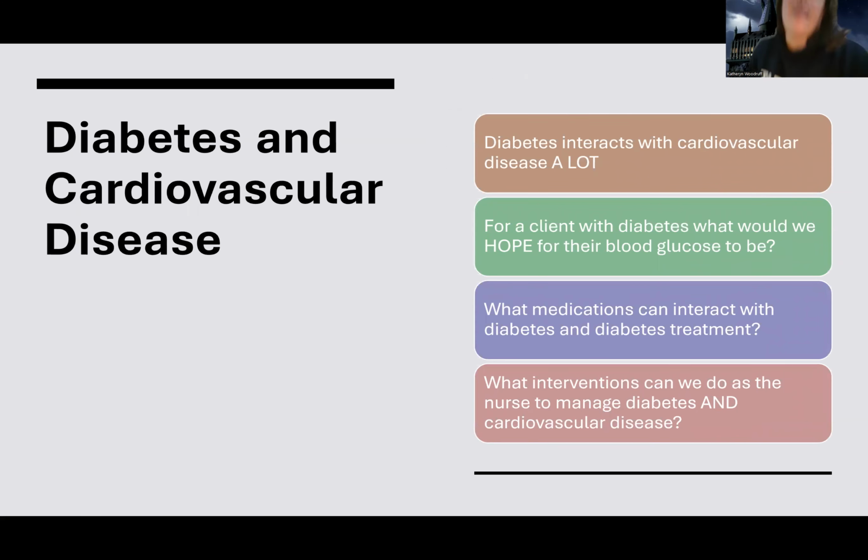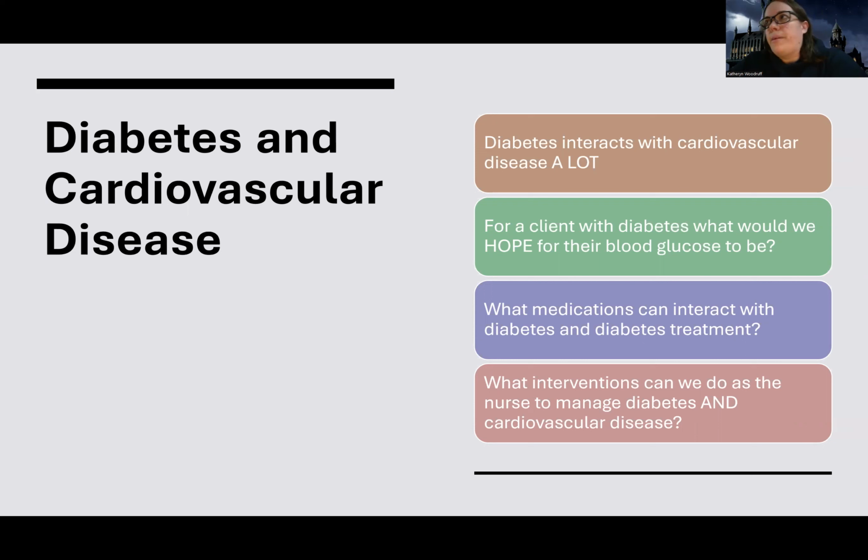All right, so let's see, diabetes and cardiovascular disease. Diabetes interacts with cardiovascular disease a lot. In other words, hint, hint, know your diabetes for this exam. For a client with diabetes, what would we hope for their blood glucose to be? I'd hope for it to be definitely stable.